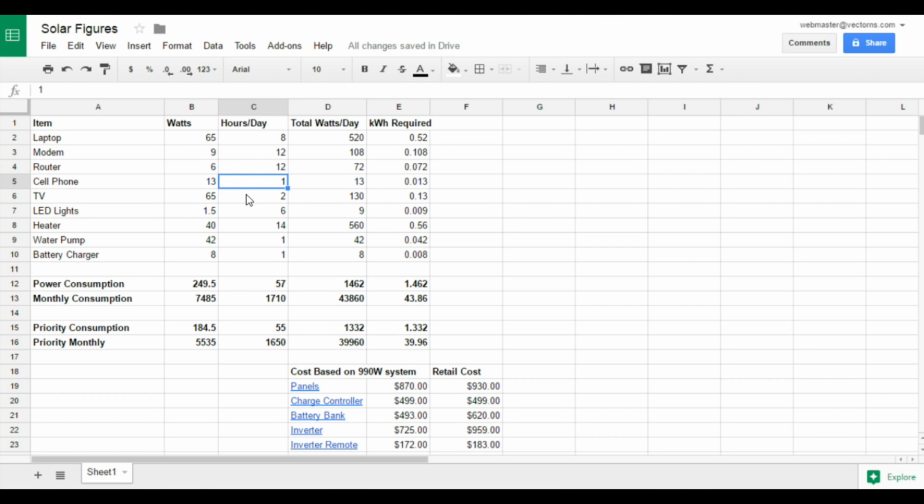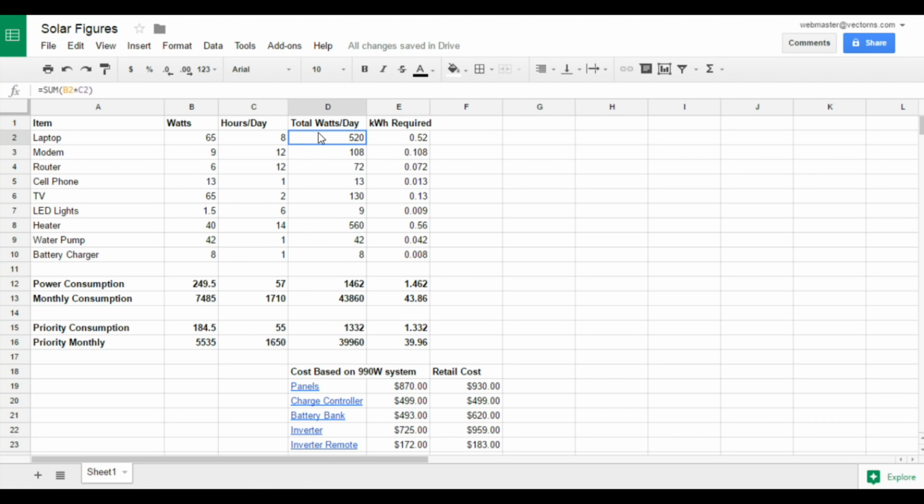I might charge my cell phone for an hour a day. I might watch the TV for a couple hours. The LED lights are nothing. They're a watt and a half, so I might run those for 6 hours in the evening and early morning or something. And the heater is 40 watts. I might run that for 14 hours a day on a really cold day. That may happen, mostly at night. Whoops, messed up my spreadsheet there. Okay, we fixed it. And then the water pump, I might run for an hour a day. And then the battery charger, I probably won't run at all, actually. I do have a trickle charger for charging other batteries, but I put that on there anyway just in case.